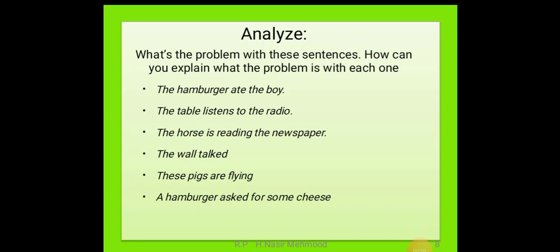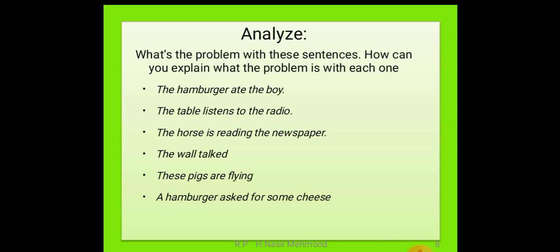Yes, here are some more examples which are semantically odd but grammatically correct, as this one is: The table listens to the radio. The table doesn't have that quality which is required to match with the verb listens, because the table is inanimate, a non-living being.